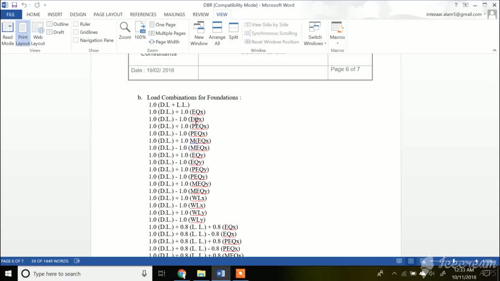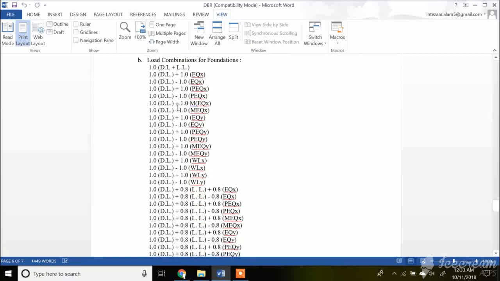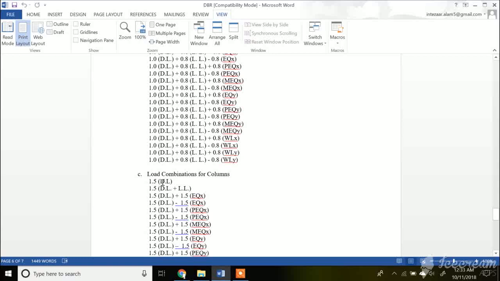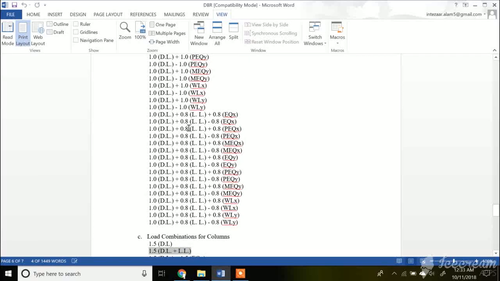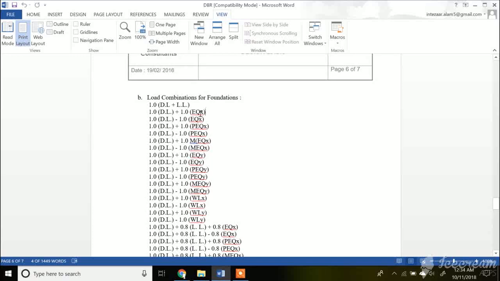For foundation, the only difference between the load combination of foundation and structure is these coefficients, the factor of safety. For foundation, it is considered as 1, like 1 times dead plus live load. Whereas if you see the structure design, 1.5 dead load, 1.5 dead, you can see the difference. The structure is designed for factored load, whereas foundation is designed for unfactored load.